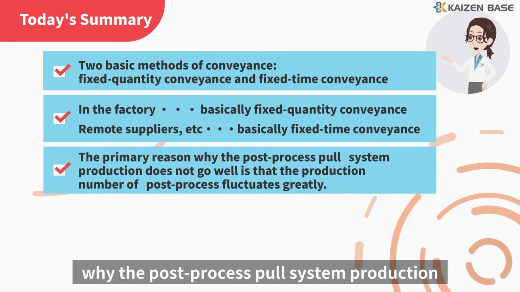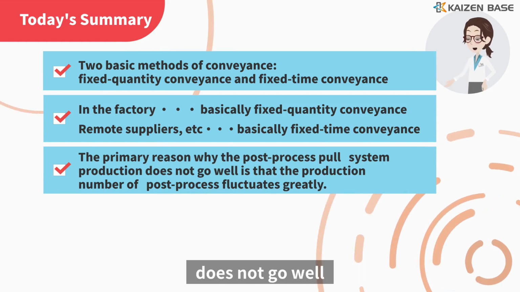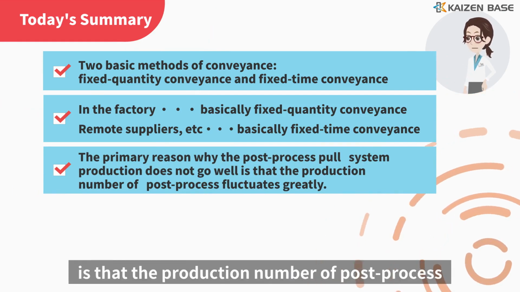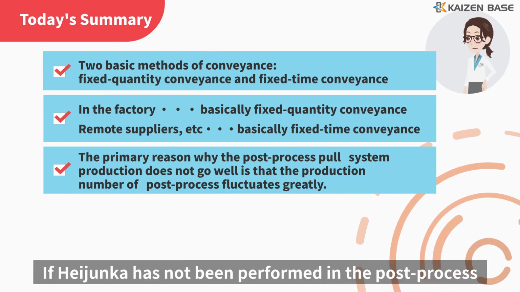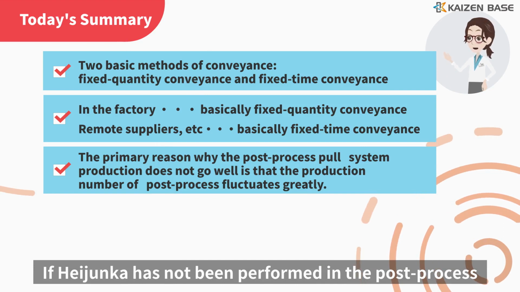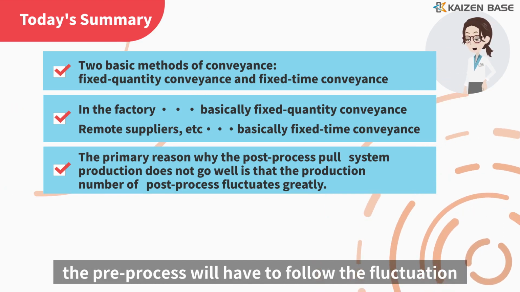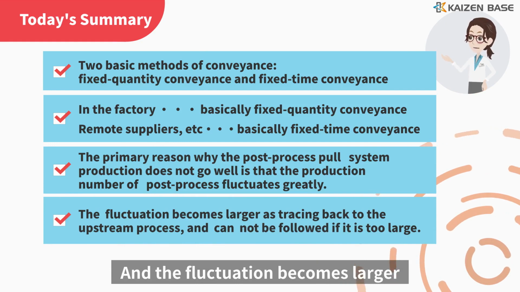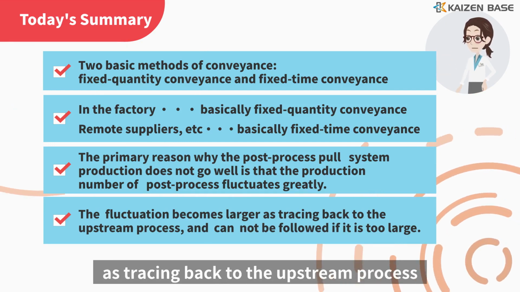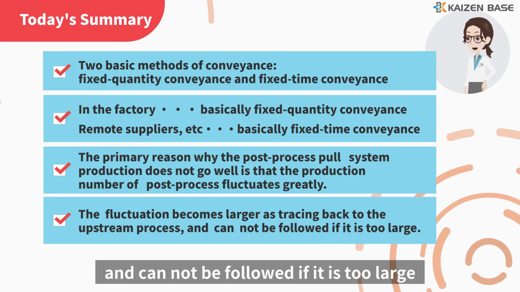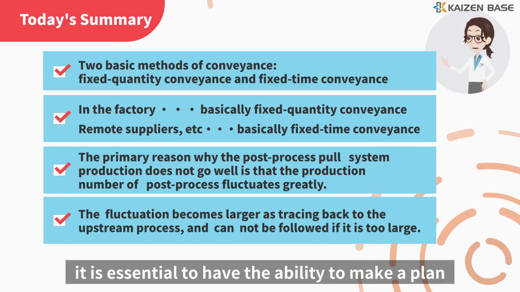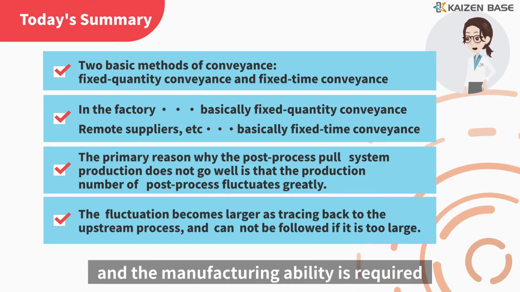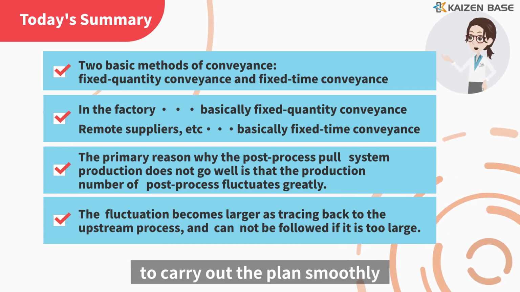The primary reason why the post-process pull system production does not go well is that the production number of post-process, especially the final process, fluctuates greatly. If Heijunka has not been performed in the post-process, the pre-process will have to follow the fluctuation, and the fluctuation becomes larger as tracing back to the upstream process, and cannot be followed if it is too large. Therefore, in order to realize the post-process pull system production, it is essential to have the ability to make a plan for leveling the post-process, and the manufacturing ability is required to carry out the plan smoothly.